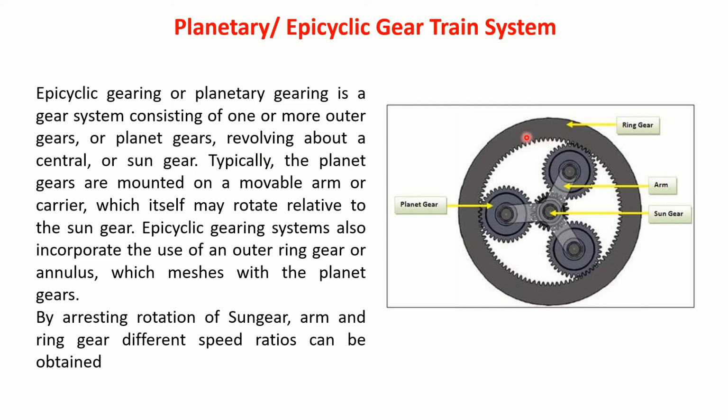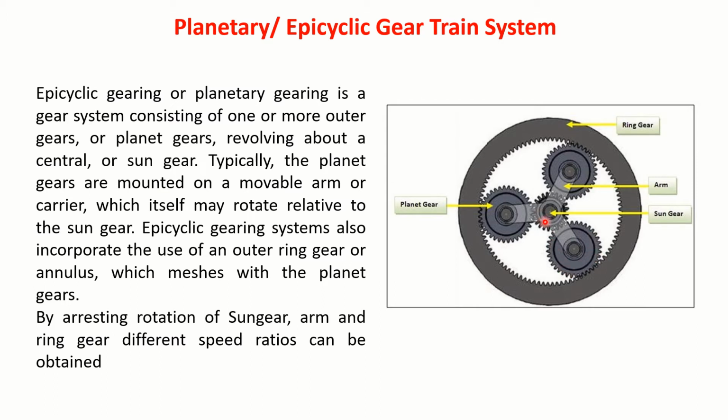What I mean by that is, suppose I hold this ring gear stationary, if the sun gear becomes the driving gear and the planet gears become driven gears, then I can have one speed ratio, considering the sun gear as the input gear and this as the output. So we can get one gear ratio, that is, a speed ratio.